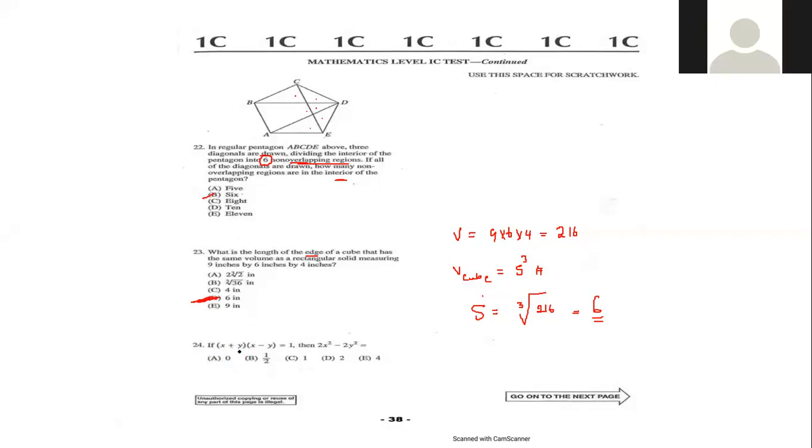Question 24. If x plus y times x minus y equals 1, then what is 2x squared minus 2y squared? We know x plus y times x minus y is x squared minus y squared, the difference of two squares. Multiplying by 2, we multiply the whole equation by 2 to get the result, which equals 2. So the answer is D.